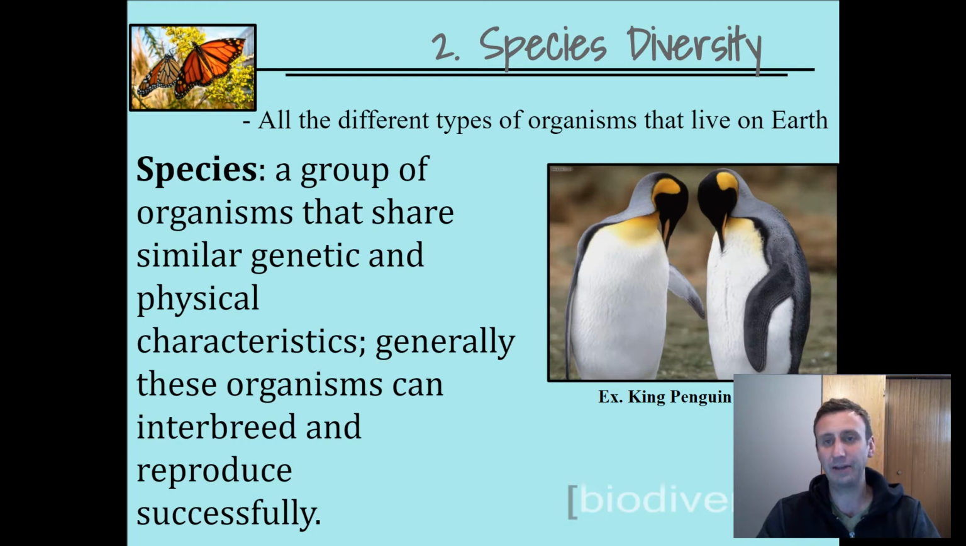If I take a look at species diversity, that's all the different types of organisms that live on Earth. Even specifically if we're talking about an area, we could talk about the diversity of a species. A species is a group of organisms that shares similar genetic and physical characteristics. Generally, these organisms can interbreed and reproduce successfully.